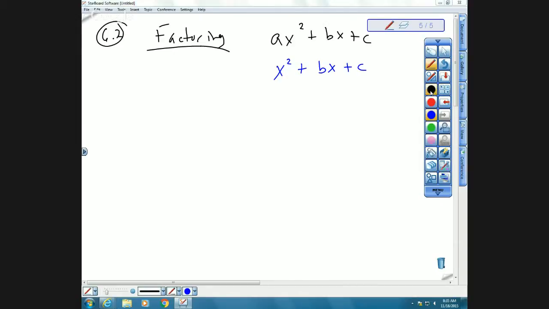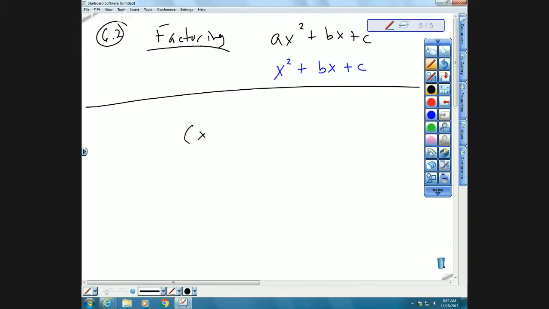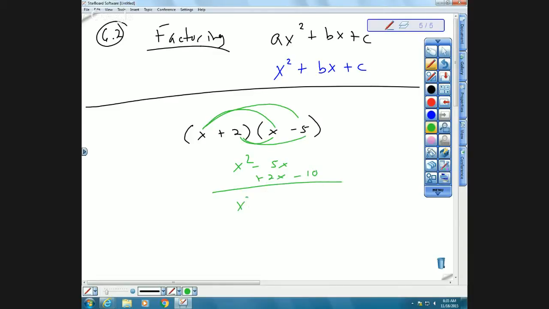So what factoring is: if I had this right here, when we had two binomials, I think I said it earlier, we could put all these back out, and I'd get x squared minus 5x, and then 2x, and negative 10. So I'd add these up in the middle and get x squared minus 3x minus 10. What factoring is, it's going the opposite way. It's starting here and working back to here.